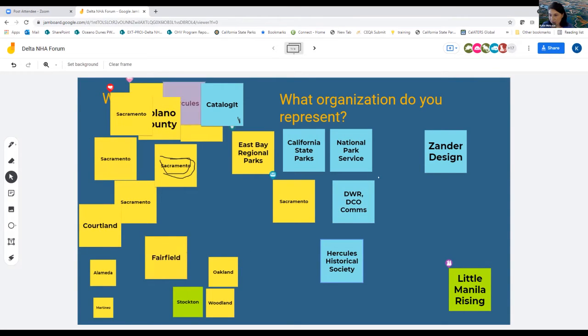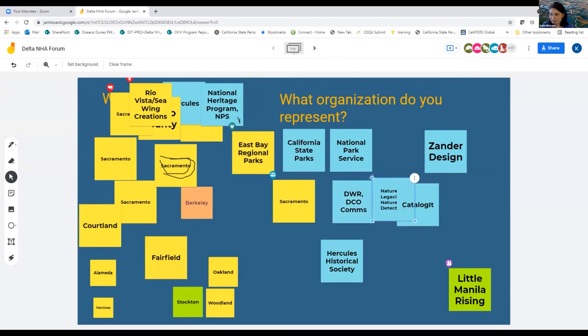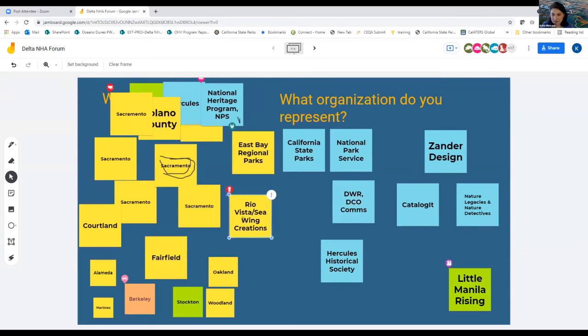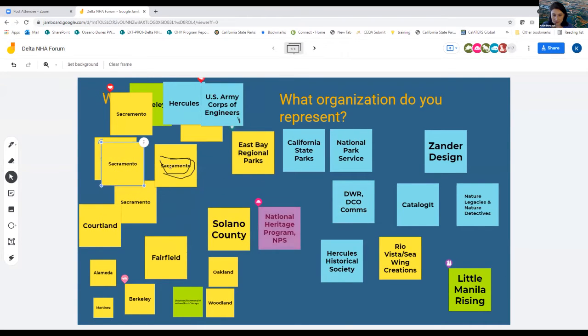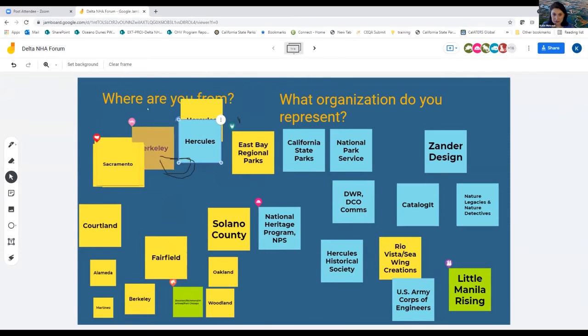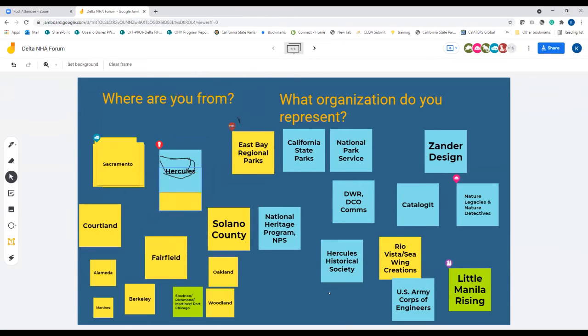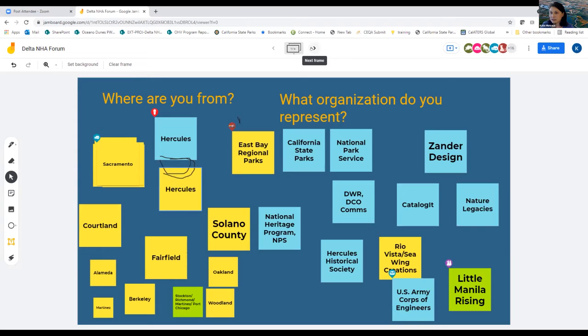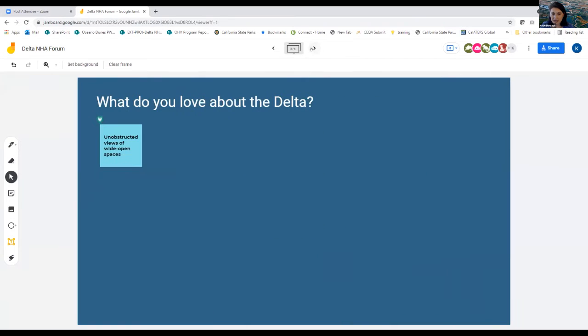Okay. Cool. So a lot of Sacramento, which is good. I figured that. Army Corps, Hercules. Okay, cool. You guys can continue to add to this. This is awesome. And then another thing, if you go up to where it says next frame, if you have the link, you can go to this next page.